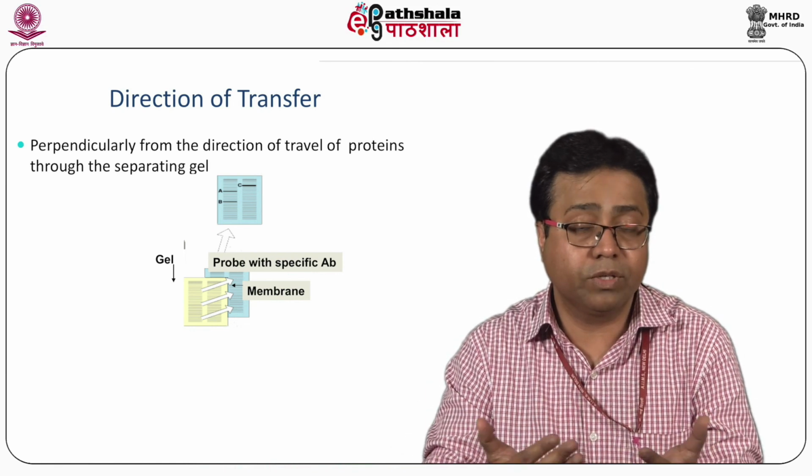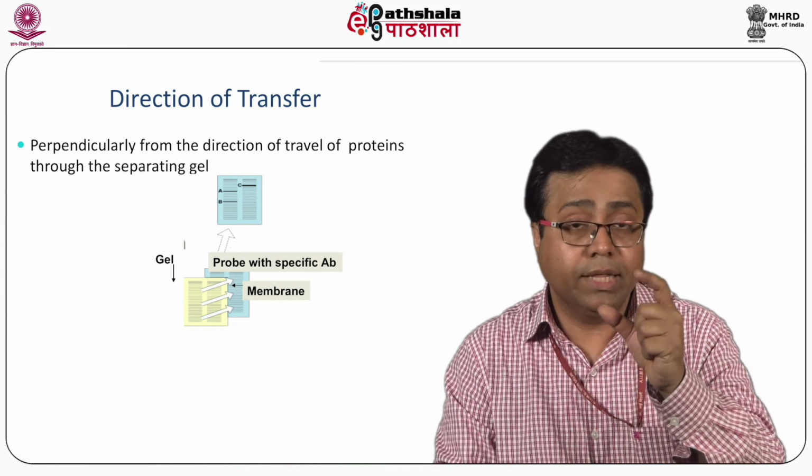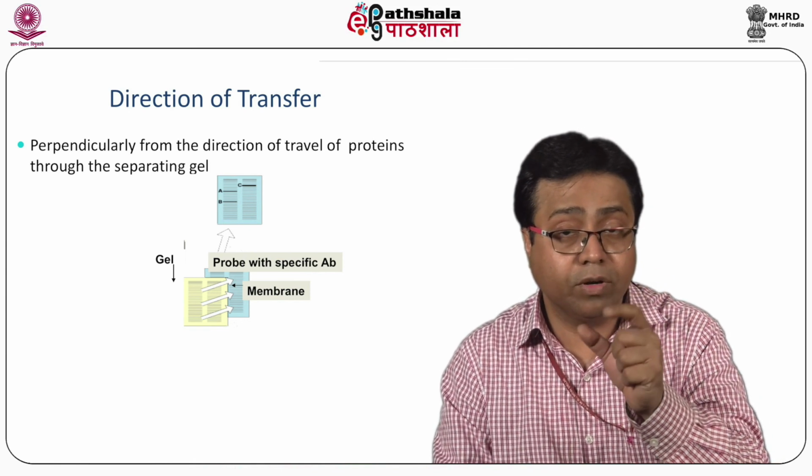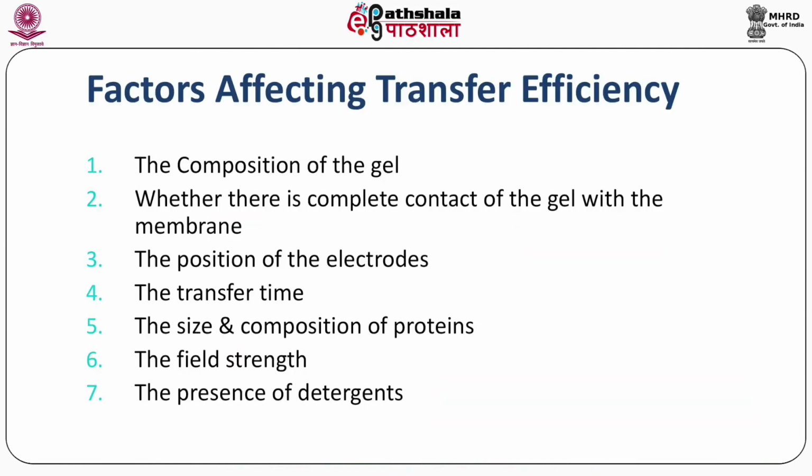We call these isoforms of the protein, and all of these isoforms will share that particular recognition motif for the antibody. So, the factors affecting the transfer efficiency are the composition of the gel, whether there is incomplete contact of the gel with the membrane, the position of the electrodes, the transfer time, the size and composition of the proteins, the field strength, and the presence of detergents.